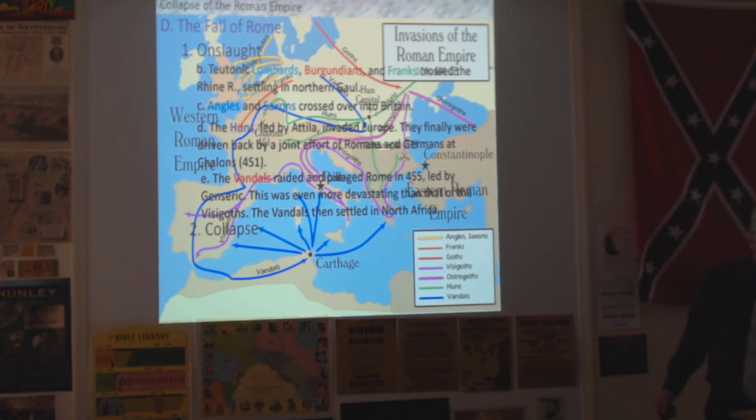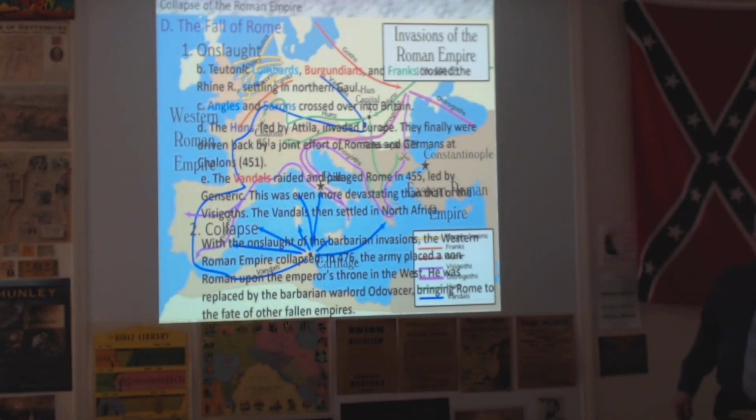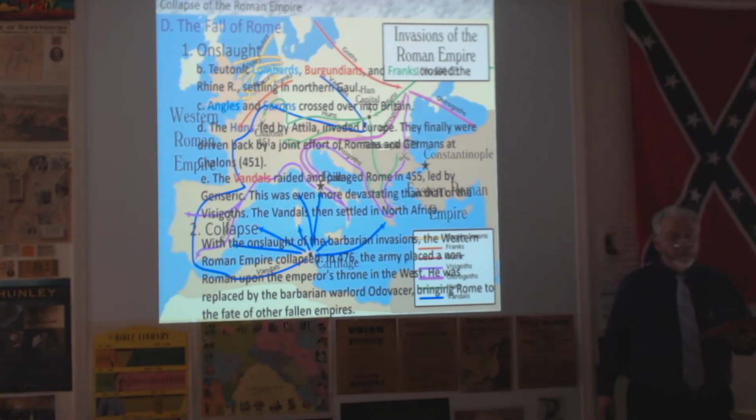The collapse then of Rome. With the onslaught of the barbarian invasions, the Western Roman Empire collapsed. In 476, the army ended the long period of Roman rule by placing a non-Roman upon the emperor's throne in the West. In that year, another hairy barbarian warlord, Odovacer, deposed the beardless boy emperor Romulus Augustulus, and Rome joined the company of Nineveh and other fallen empires. And the Roman Empire was no more.